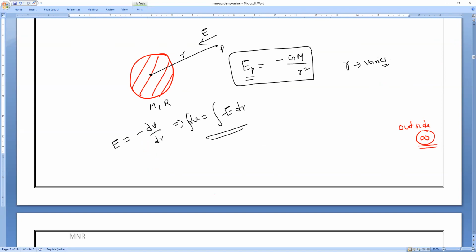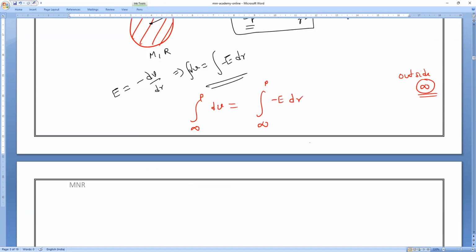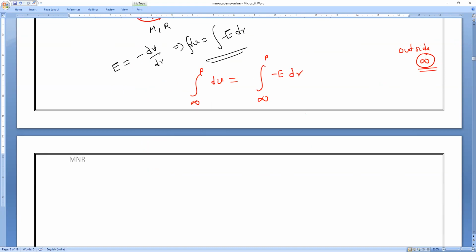So from there only we have to make the system whatever it is. So what will happen? Limits. Integration from infinity to a particular point P. So which is what? dV is equal to the integration from infinity to P of minus E dr. Am I right?